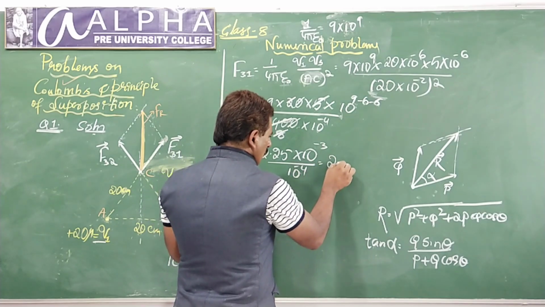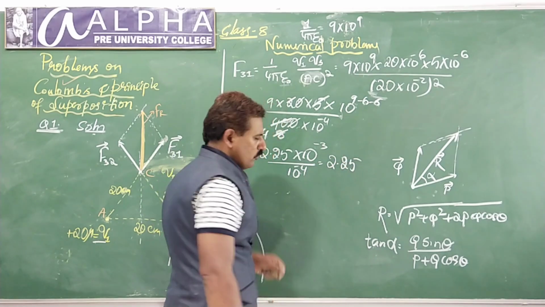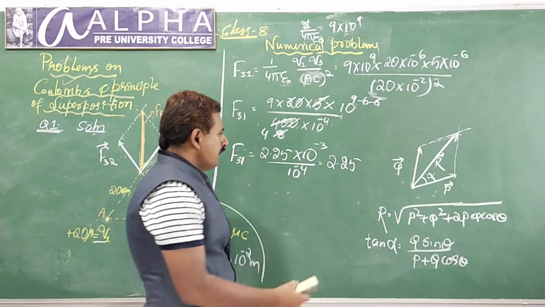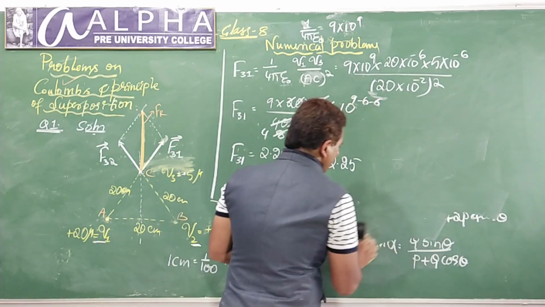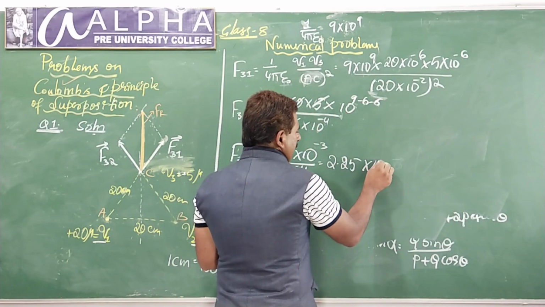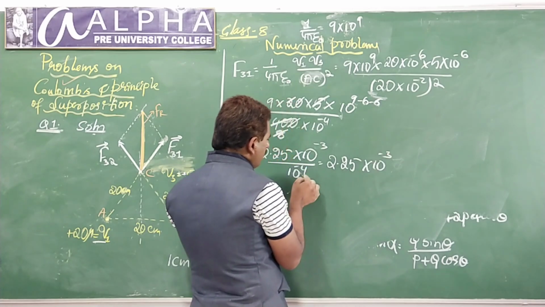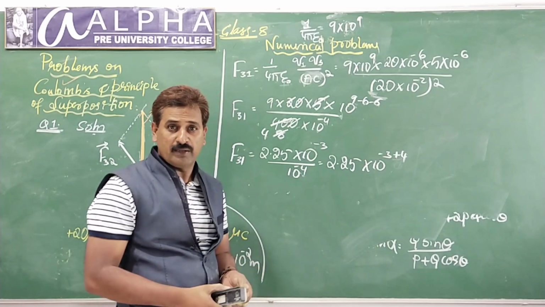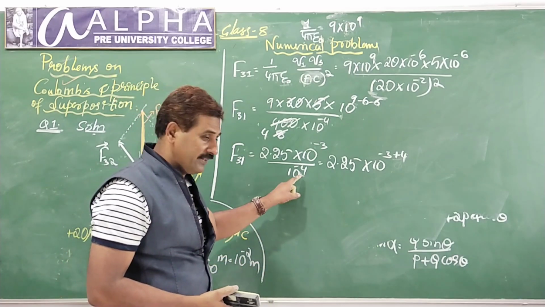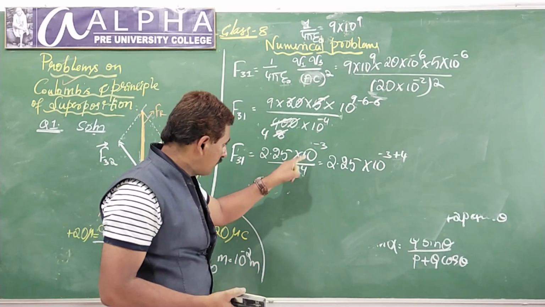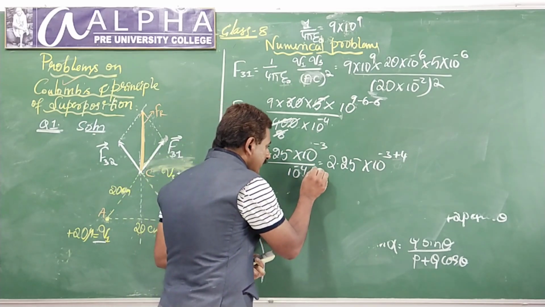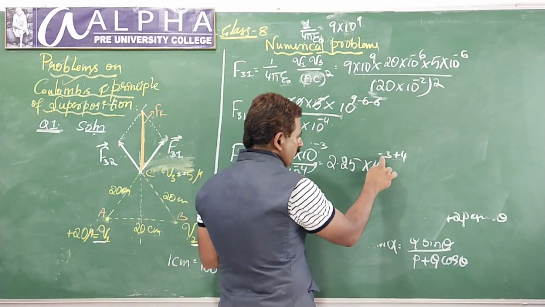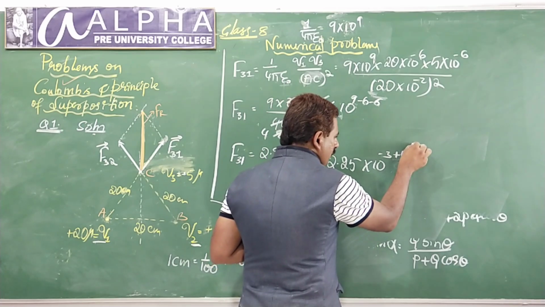How do you write 2.25 into 10 raised to the power minus 3? The 10 power minus 4 comes to the numerator and becomes plus 4. We can do it in our mind, students. You have to try this way. So it's minus 3 plus 4. How did you do it?